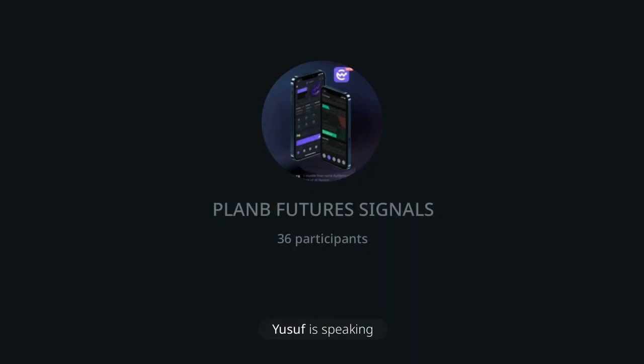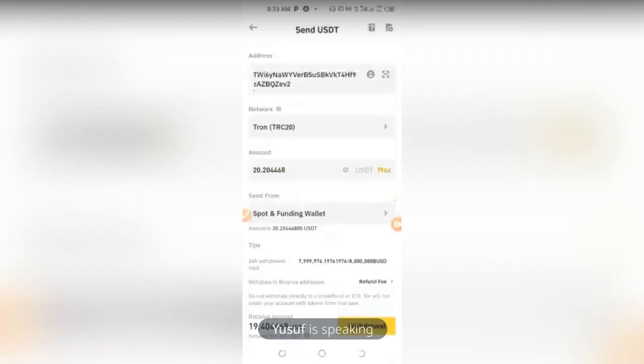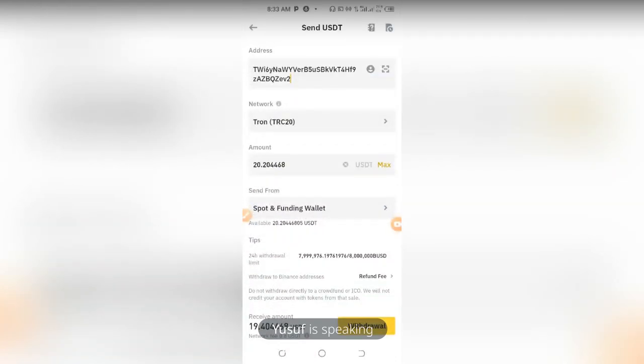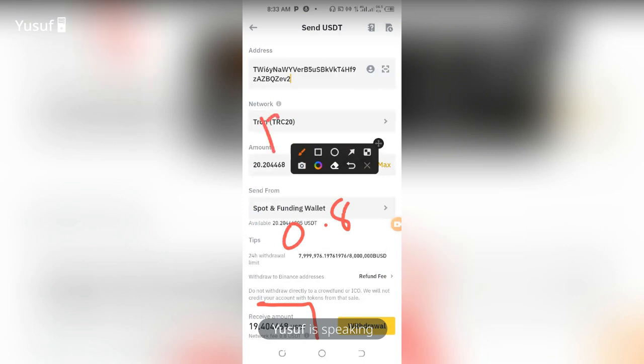So now I'm going to pick TRC20, confirm. Then how much am I sending? Let's say max, everything. Then look at the amount that will get to the destination, 19.4. Why? Because there was a fee of 0.8, a transaction fee, which we call bank charges. This is what they chop too.